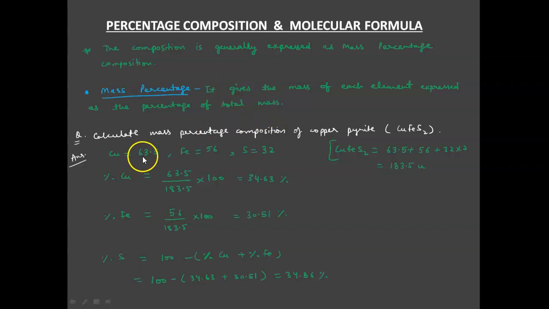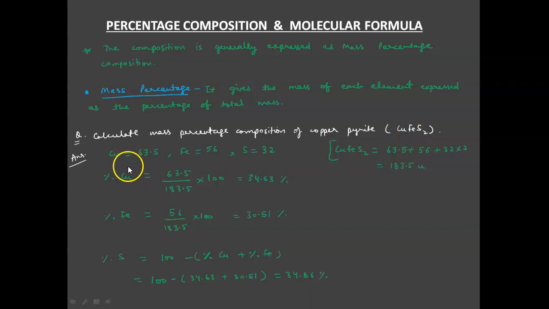So, let us take one example, one numerical, so that you can understand the concept. In this question, calculate the mass percentage composition of copper pyrite. What is copper pyrite? CuFeS2, copper pyrite. Look, in this we have copper, iron (Fe) and sulfur. We have three elements in one compound, copper pyrite. So we will calculate the mass percentage of each element.